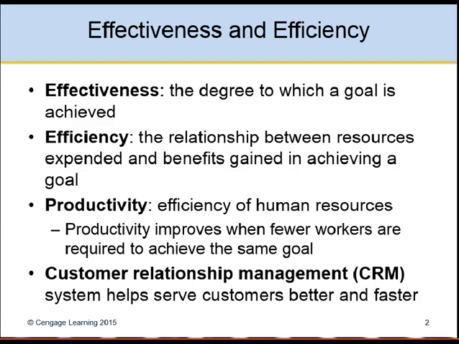Productivity is the efficiency of human resources. Productivity improves when fewer workers are required to achieve the same goal. Productivity tools are software applications that improve productivity. Information systems contribute to both effectiveness and efficiency in business.